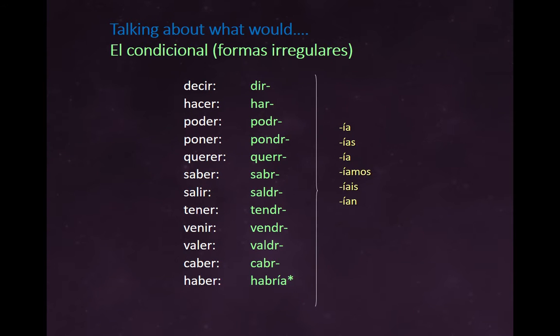Muy bien. So except for these 12 that I call the dirty dozen here that have a special root form, otherwise, you just add on those 6 endings, ia, ias, ia, iamos, iais, ian, onto the end of an infinitive, and then you have the idea of would, el condicional.